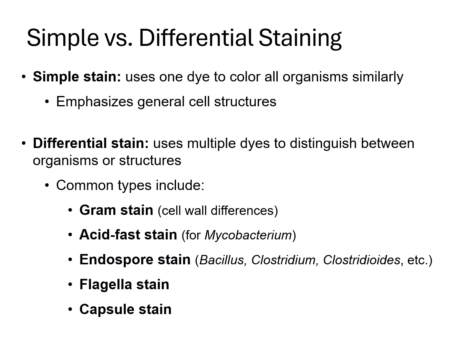One is simple staining and the other is differential staining. In simple staining, you're just using a single dye, maybe crystal violet, and that's going to color everything on your slide the same color. So even the structures within the cell will all appear the same color. Differential stains are a little bit more complex.